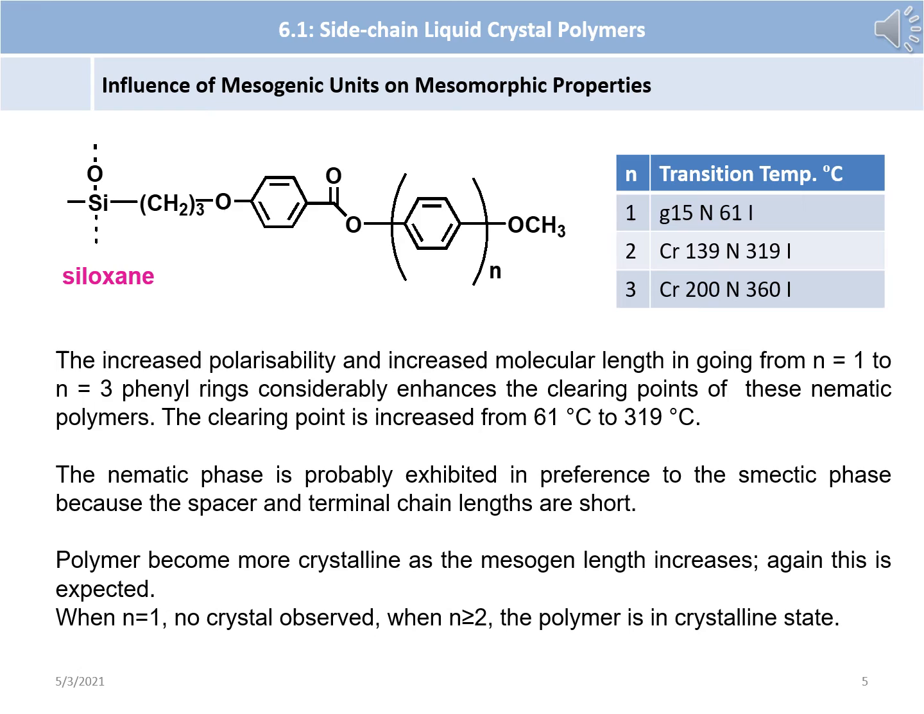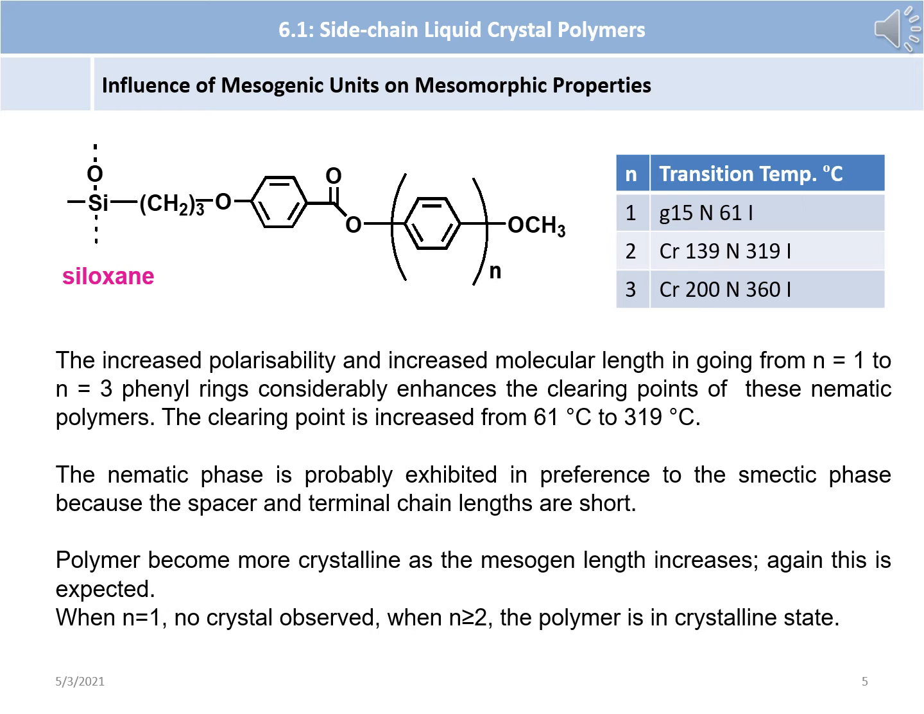Let's see the influence of different lengths of the mesogenic unit. The increased polarisability and increased molecular length in going from N equal to 1 to N equal to 3 phenyl rings considerably enhances the clearing points of these nematic polymers. The clearing point is increased from 61 degrees Celsius to 319 degrees Celsius.